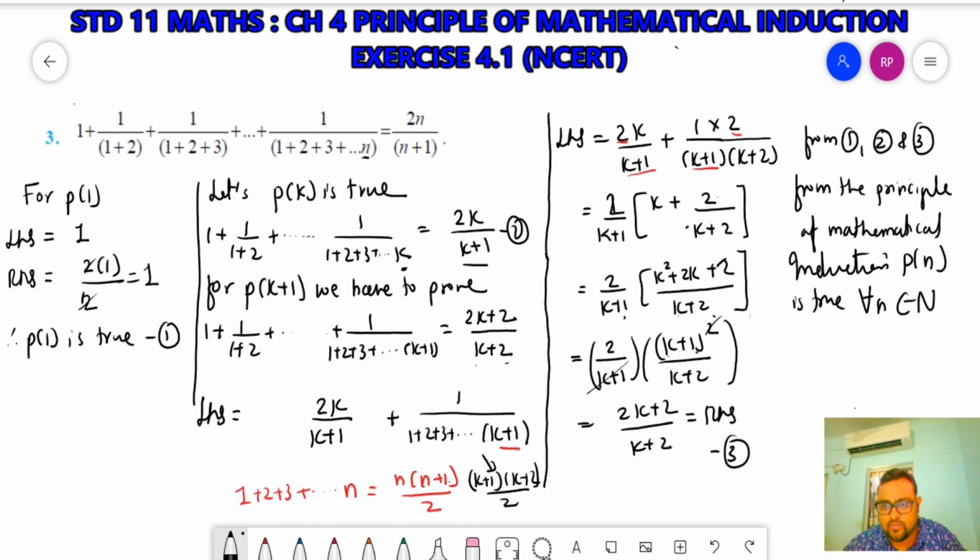Here there is a mistake. Here it will be 1. And here also it will be 1 because I have taken 2 common. And if it is k square plus 2k plus 1, then it will be (k plus 1) whole square. So just make a note of this mistake.